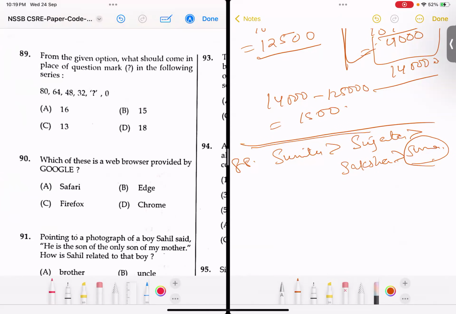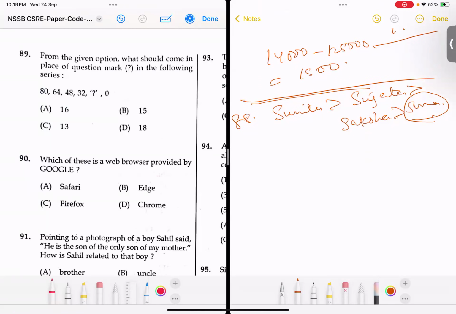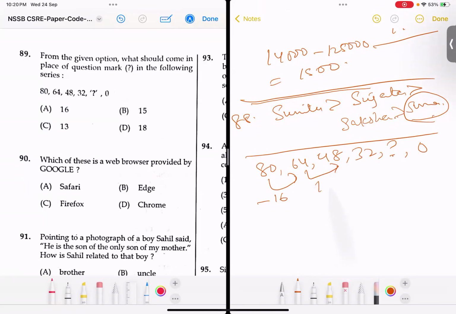Question number 89. From the given options, what should come in place of the question mark? We have a series of numbers: 80, 64, 48, 32, question mark, and 0. If we subtract 16 from 80, you get 64. Similarly, if we go on subtracting 16 each time, you will get 16 here. So the correct option is 16. There is a subsequent subtraction of 16 between each number.